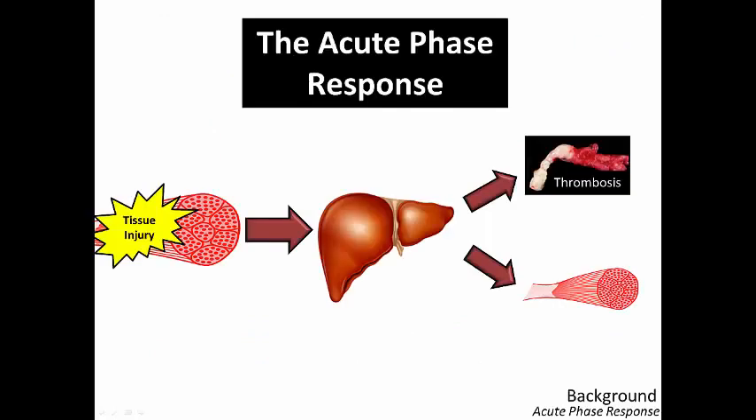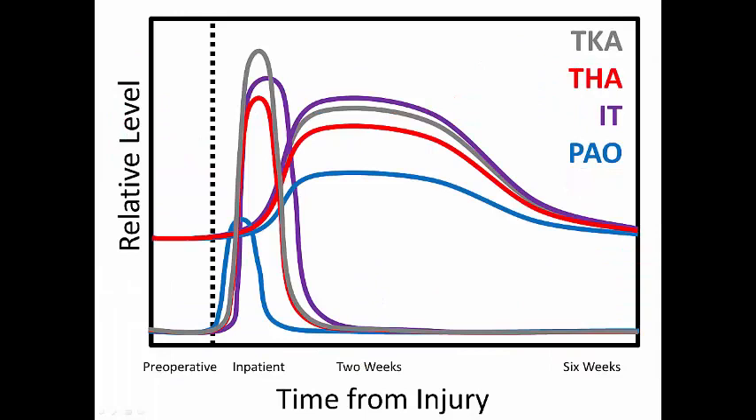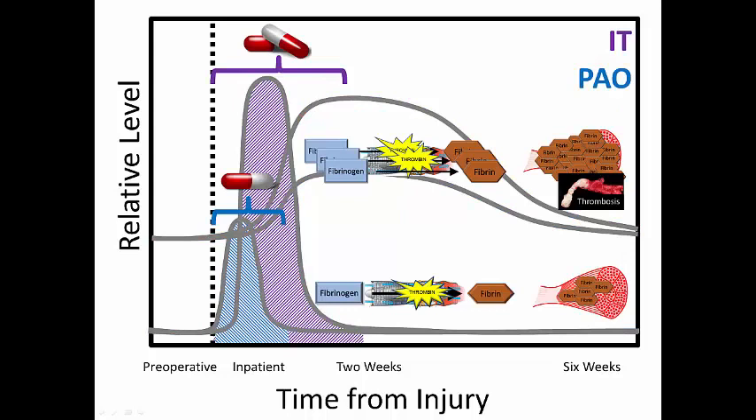Take-home message. The acute phase response is an endocrine system between damaged cells and the liver. It is essential for normal wound healing, but if too robust, it can lead to life-threatening coagulopathies. A blunted response can lead to poor wound healing, increased risk for infection and bleeding. An exuberant response can lead to thromboembolic events. Different surgeries have different acute phase response profiles. Perhaps we can use the knowledge of the profiles to direct the duration of prophylaxis in order to maximize wound healing while minimizing complications of therapy.